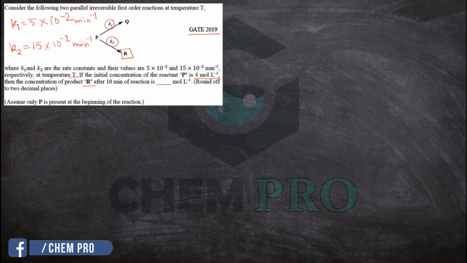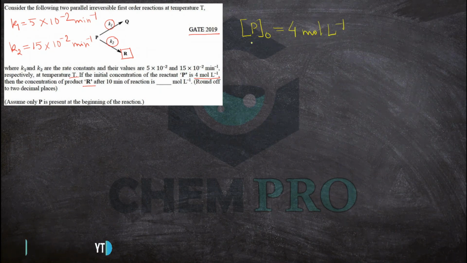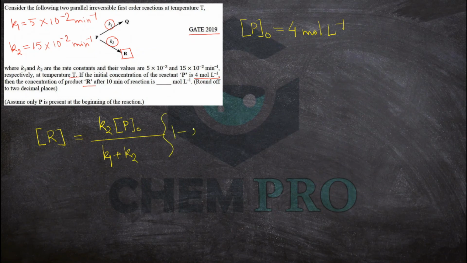So here K1 and K2 are given, and the initial concentration P0 is given as 4 mole per liter. So the concentration of R, from the formula, we can write as K2 into P0 by K1 plus K2, into 1 minus e to the power minus K1 plus K2 into T. And here it is given that the time is 10 minutes.